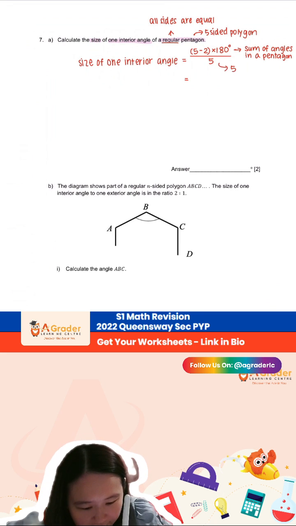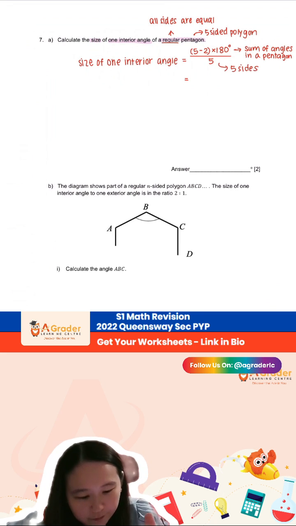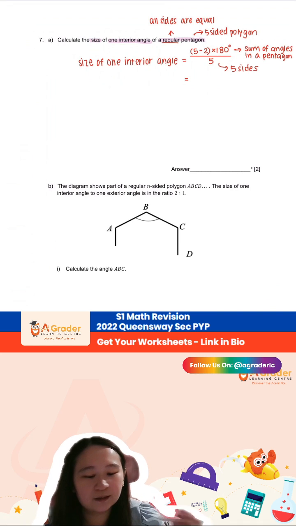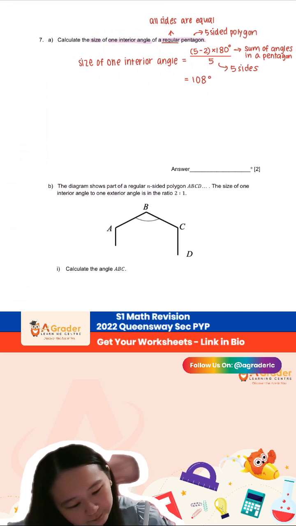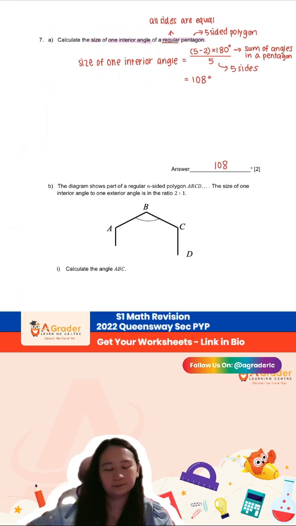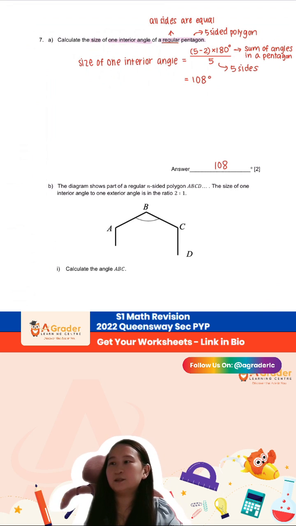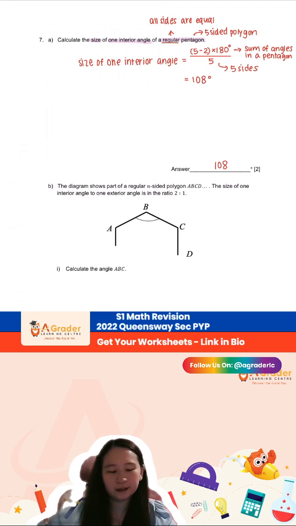This is because there's 5 sides. So when we divide, we can divide by 5 because it's a regular pentagon. So all sides are equal, all angles will be equal. Okay, so the size of one interior angle is 108 degrees.